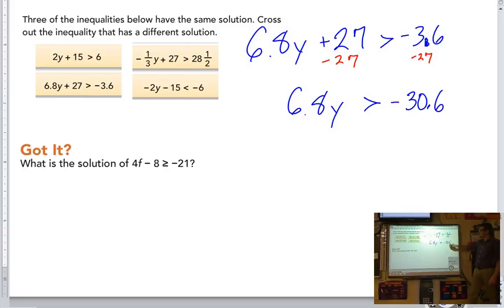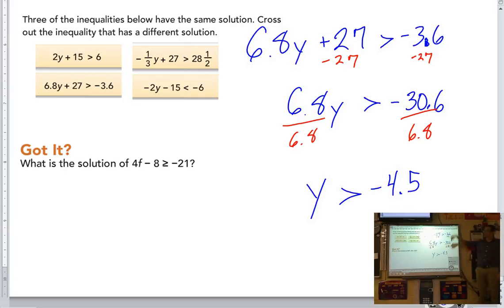Oh yeah. And then you do 6.8 divided by 6.8, and then 30.6 divided by 6.8. From there, does my inequality symbol flip? No. Even though my numerator is negative, what I divided by was positive, so that stays the same. Negative 4.5, right? So if this one's greater than, and the first one was greater than, this should be the different solution.